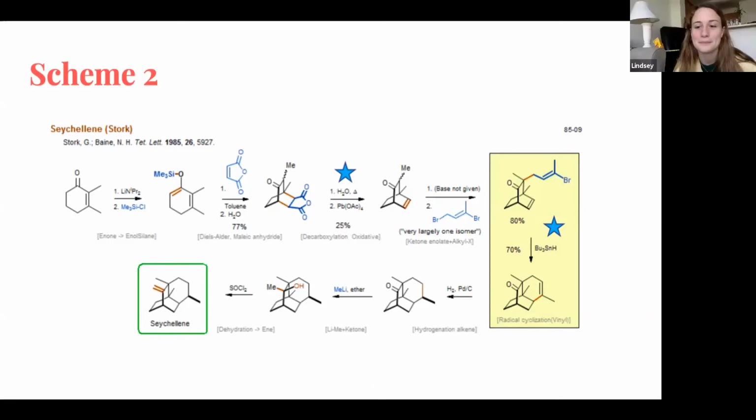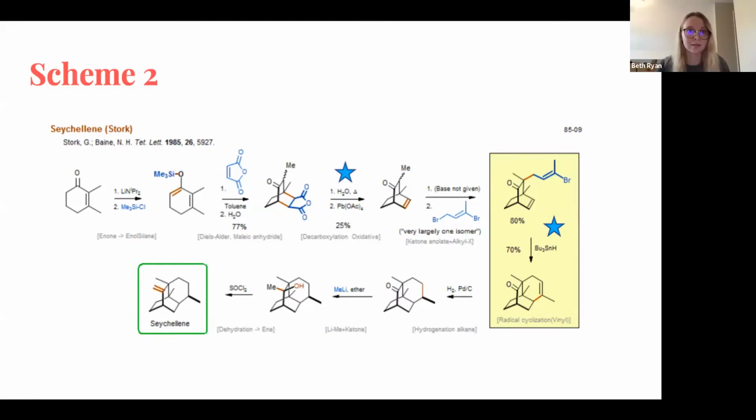Okay. I just noticed that it says "very largely one isomer" as their explanation. Yeah, I just sort of ignored that. Yeah. Very largely. Oh yeah. So yeah, that's a little weird that they didn't actually give a number.